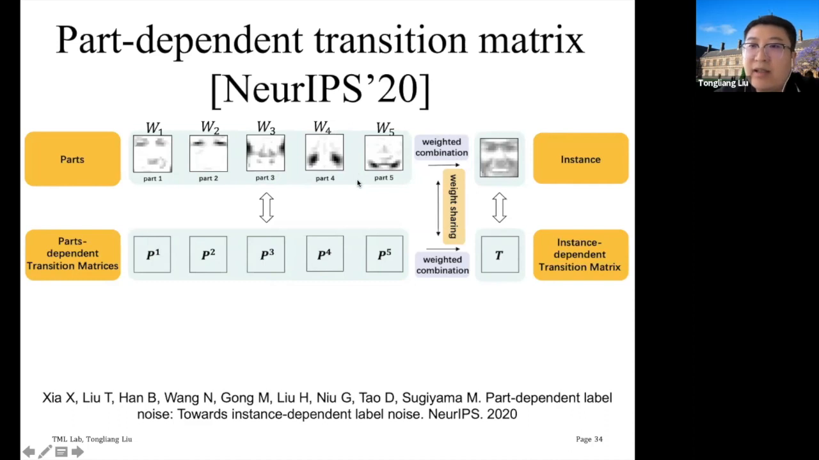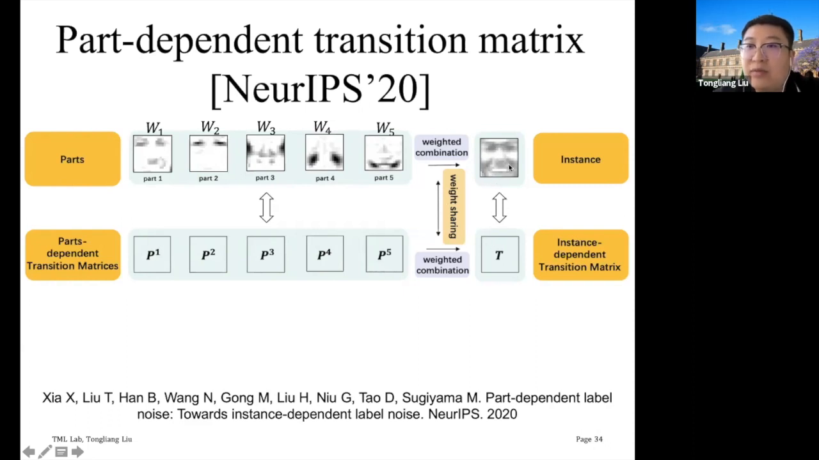And inspired by this, we assume that for those different patterns, they have fixed label noise patterns. For example, for W1, this basis, for example, it has a pattern of eyes, and we assume that it has a fixed label noise transition matrix, an instance-independent one. And for different bases, we have different patterns.